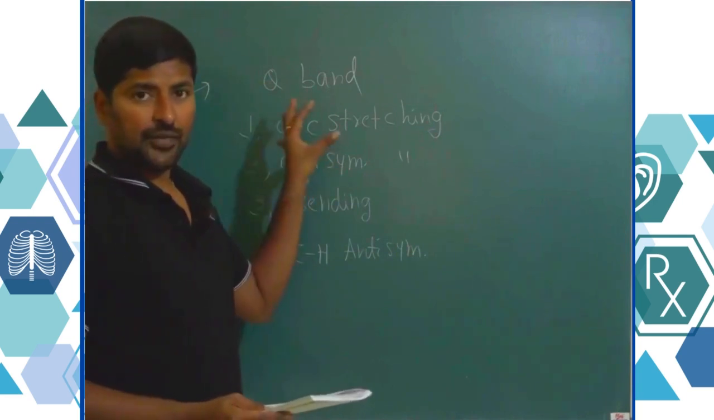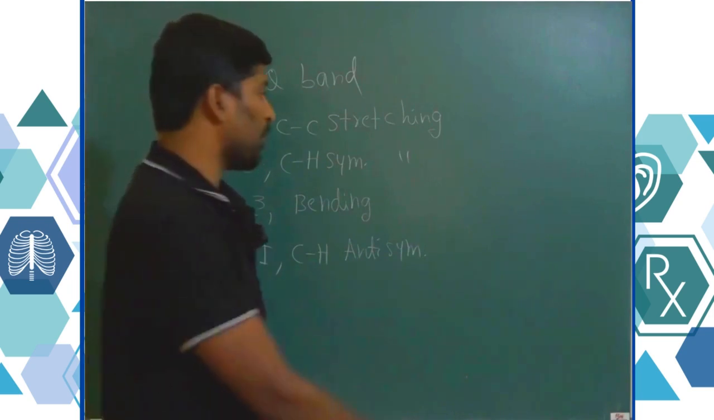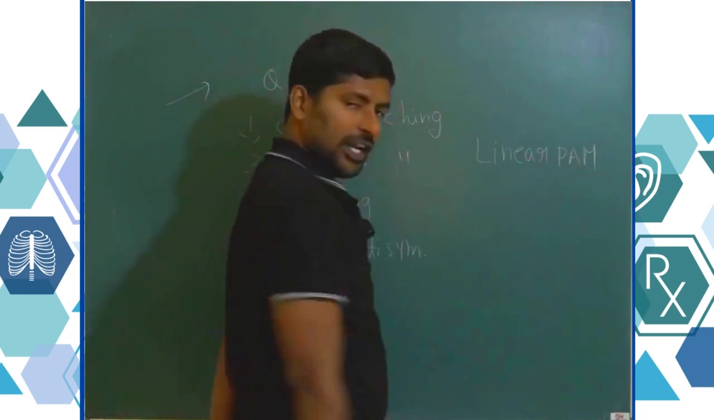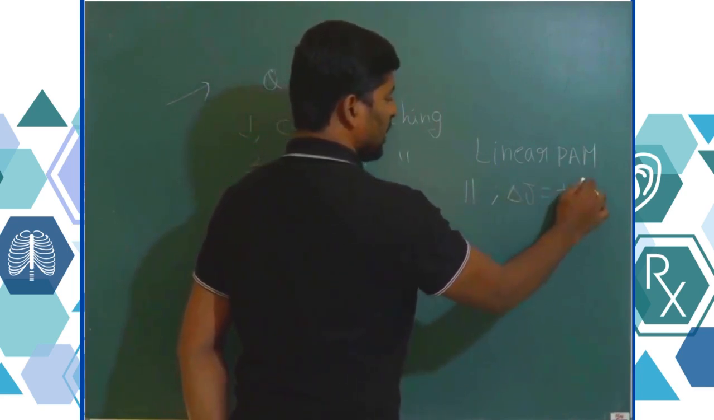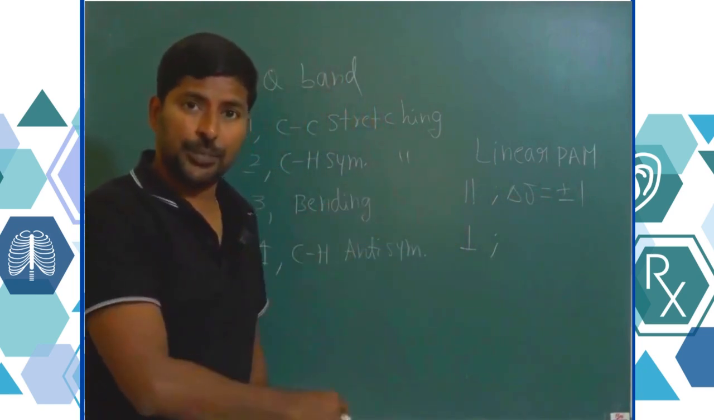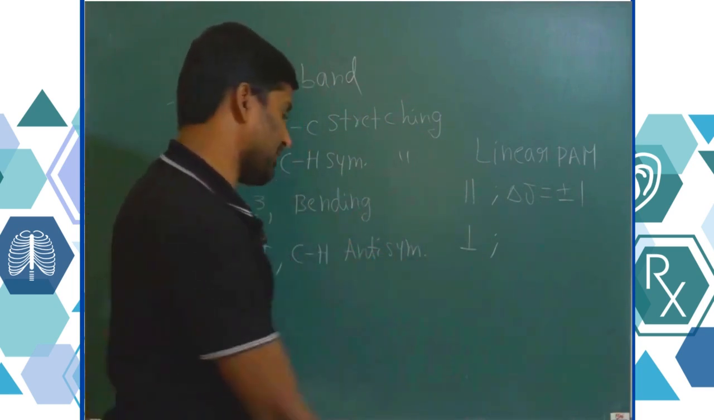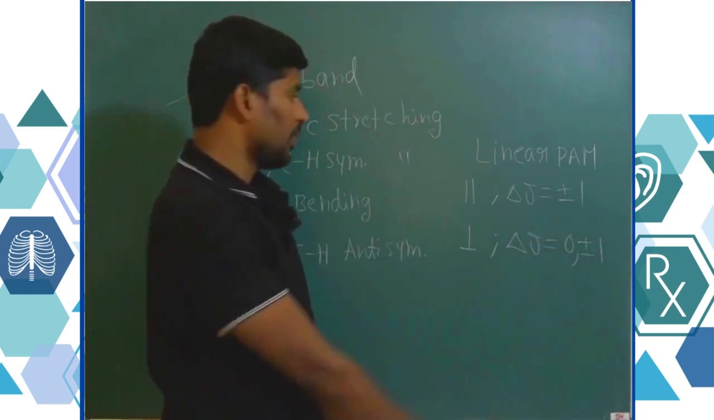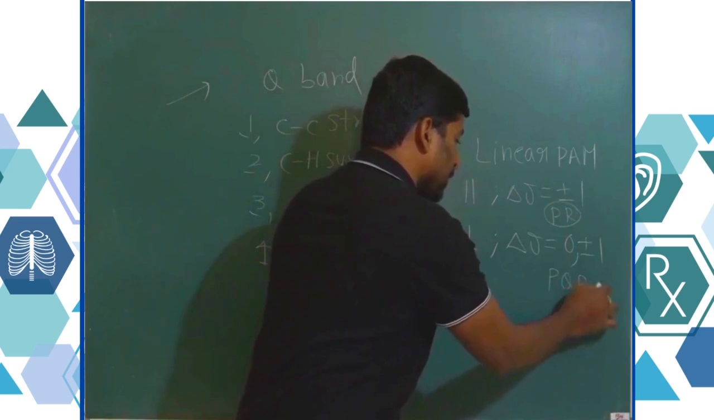Acetylene is given, and for acetylene, when will we get the Q band? We know acetylene is a linear polyatomic molecule. For parallel vibrations, which correspond to stretching vibrations, delta J is equal to plus or minus 1. Perpendicular vibrations correspond to bending vibrations. So the selection rule is delta J equal to plus or minus 1, which means we get P and R branch lines.